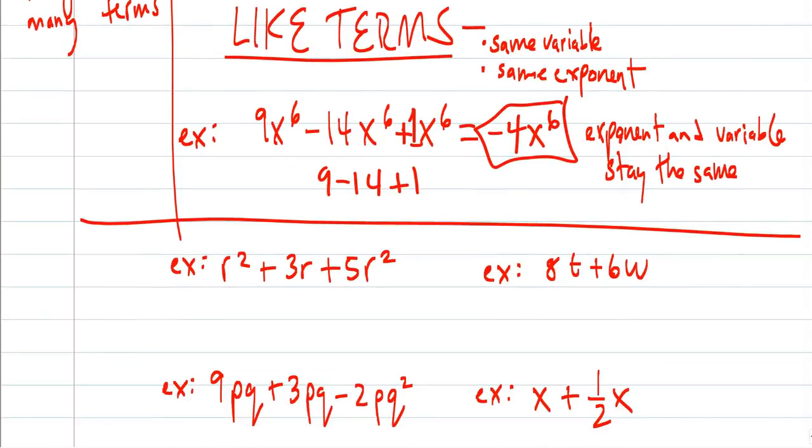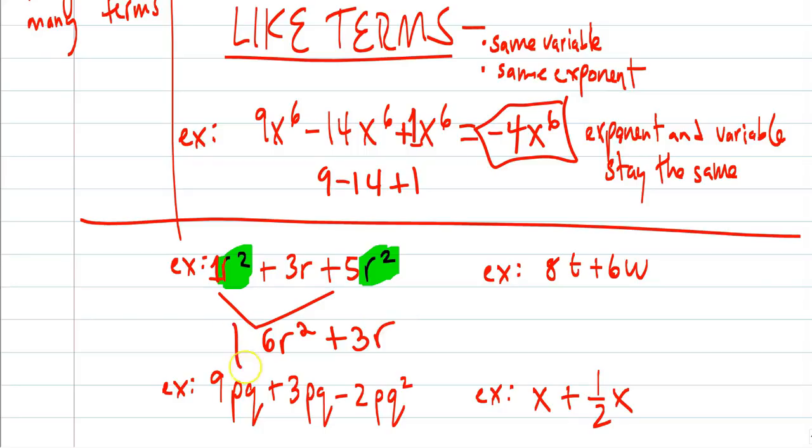r squared plus 3r plus 5r squared. What are my like terms here? Well, same exponent, same power. This one has the variable but not the same exponent, so it is not a like term. The r squared and 5r squared would combine to give us 6r squared. Remember, if there's no number, it's a 1 here, plus 3r, and that would be completely simplified.